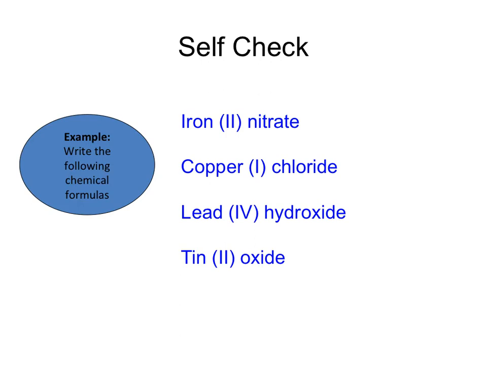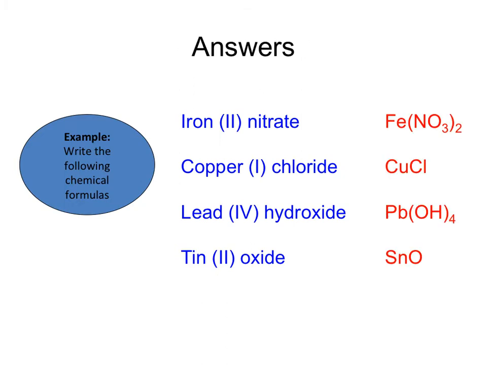So here's your self-check in this section. Go ahead and complete and get to the next slide to see your answers. So I noticed the "ate," and so I know this is going to be NO3 -1 from the reference sheet. Iron is Fe. The Roman numeral is telling me the charge. I will crisscross here, and you see that I get Fe(NO3)2.